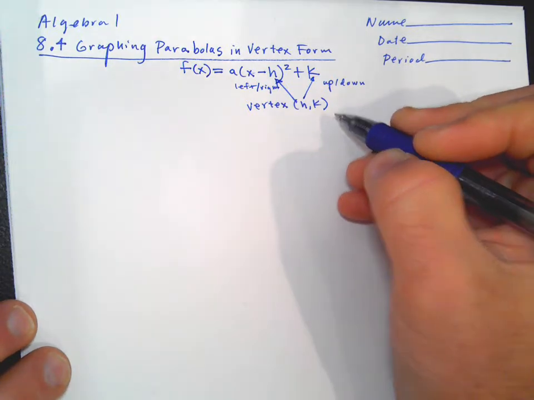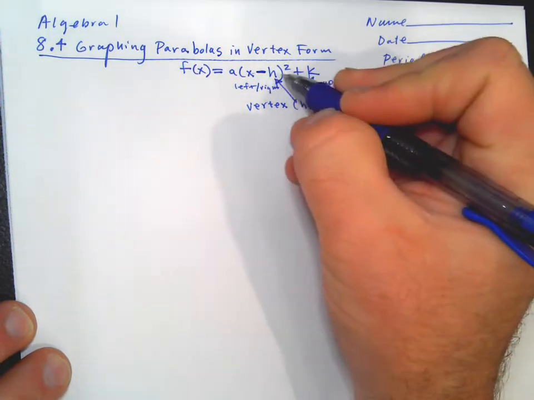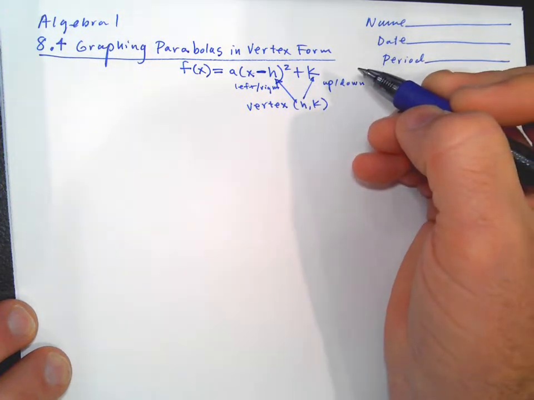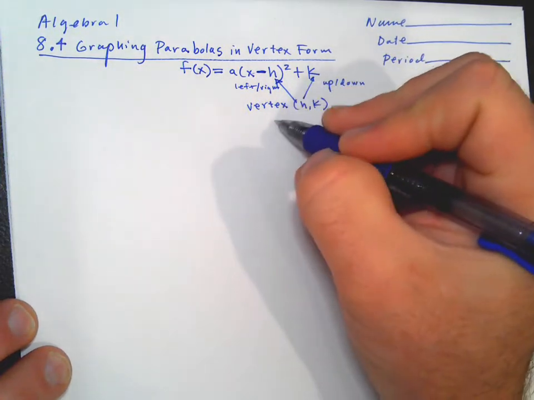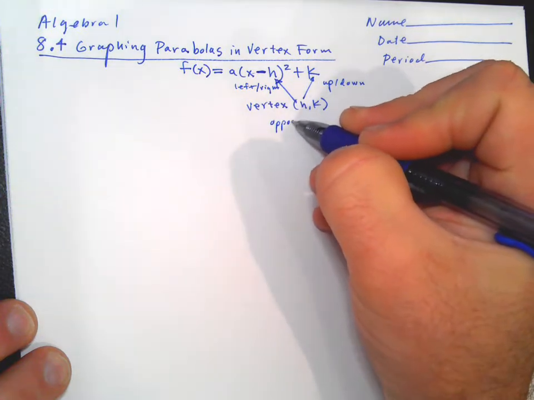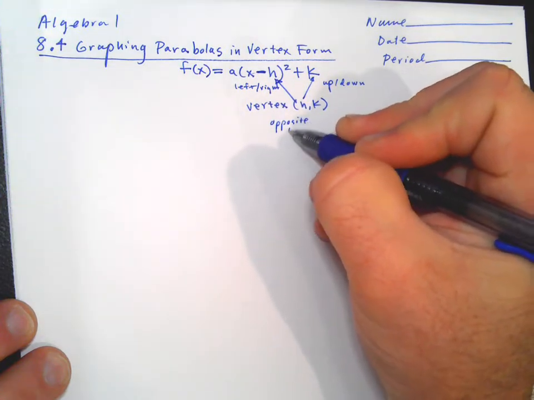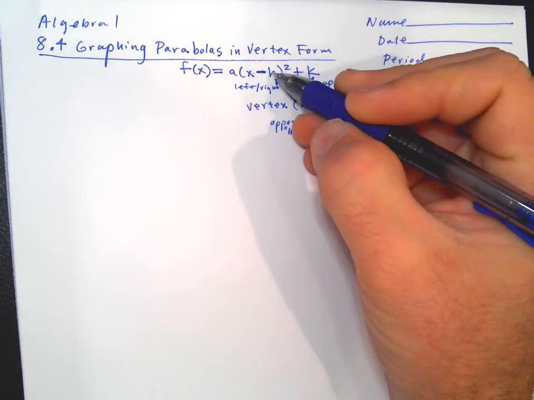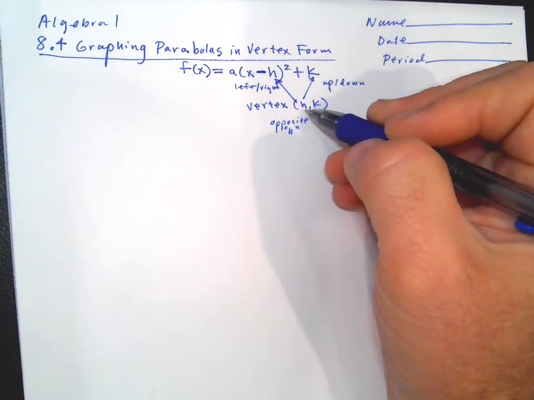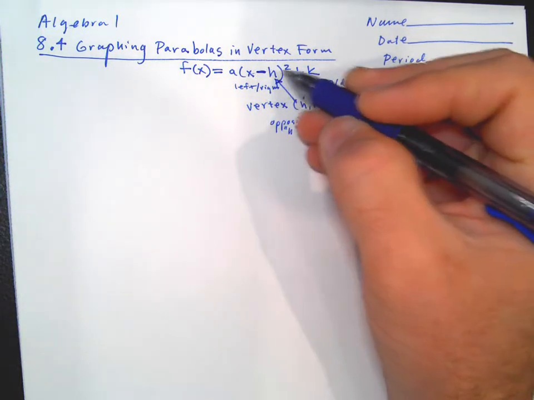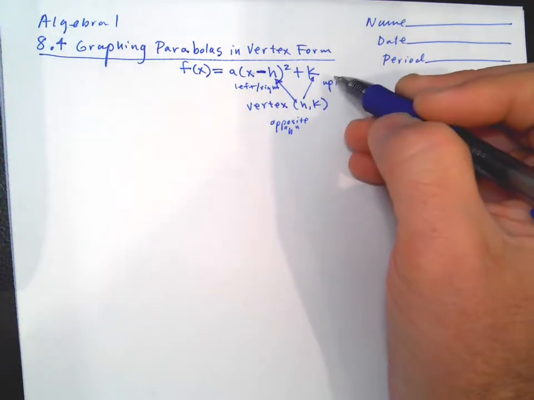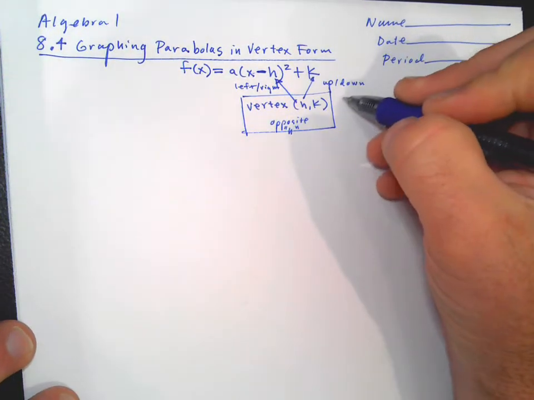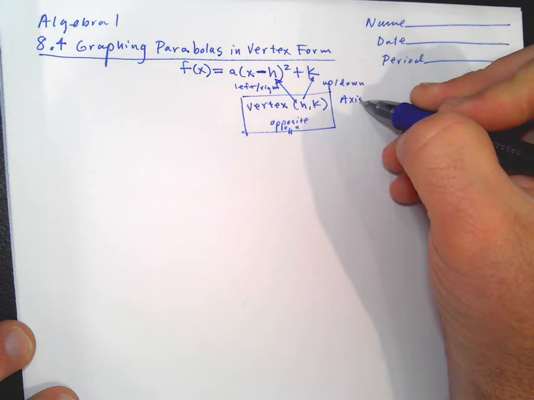Now, you've got to watch out because of this minus right here. The number you see here, the first number you think of, is not going to be the right number. It's going to be the opposite of h. So whatever you see here, if it says x + 3, then it's actually -3. If it says x - 2, it's actually positive 2. The k is good. The k is just what it is. So that's the vertex.